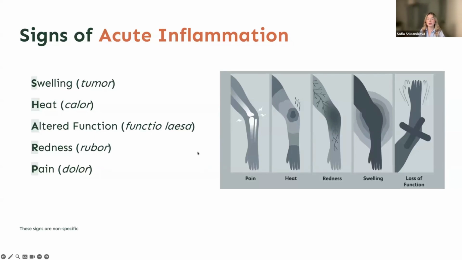And some examples of acute inflammation would be something that we all encounter, so getting cut by a knife, being bitten by a mosquito, or burning your hand on the stove. And these incidents would exactly come with these symptoms. So they would come with pain, with heat, with redness, swelling, and with loss of function.